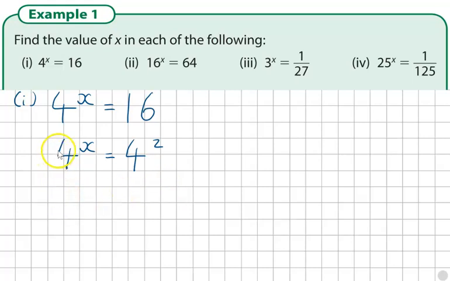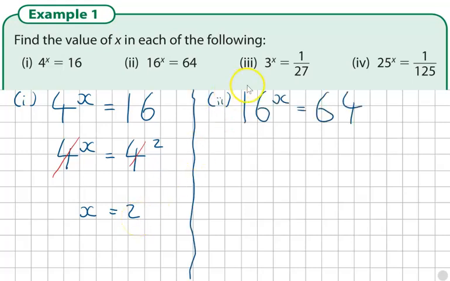Now we can see on the left we have 4 to the power of x, on the right we have 4 to the power of 2. The base is equal, so we can cancel the bases. And we're left with x is equal to 2. So x equals 2 is the solution to part 1. So we were asked to find the value of x, and we got x to be equal to 2.